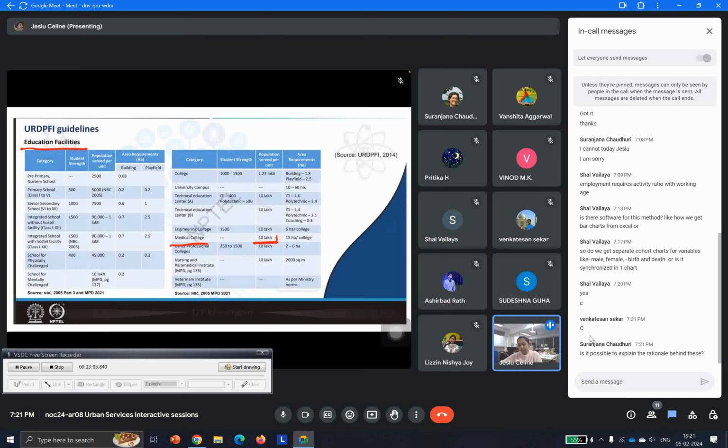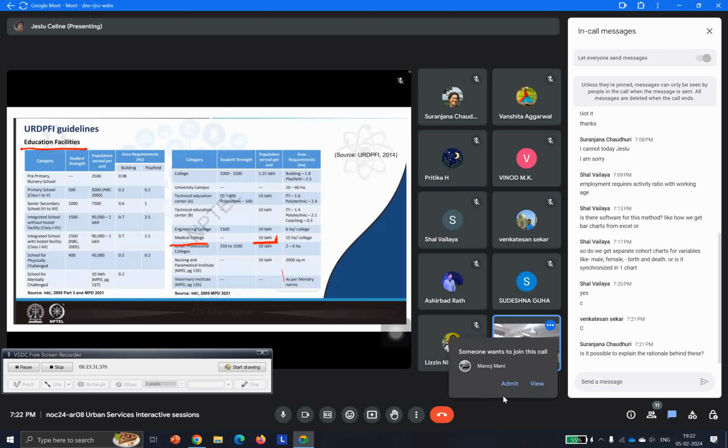These are just guidelines to give a rough idea about what should be the spread of each facility, where different facilities should be placed, or who a facility will cater to. There's a doubt over here: is it possible to explain the rationale behind these? Yes, the rationale is very simple. These have been formulated based on certain feedback surveys and understanding.